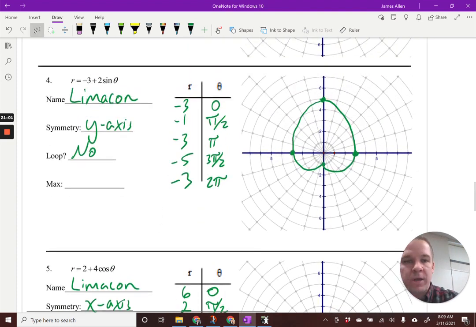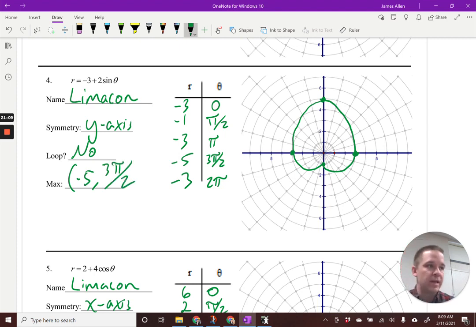So let's talk about that in this problem here. What's the max that I was away from the pole? That would be at -5, 3 pi over 2 on that one. That was the max that I was away from the pole. Okay? There we go. That's what our max is on that one.